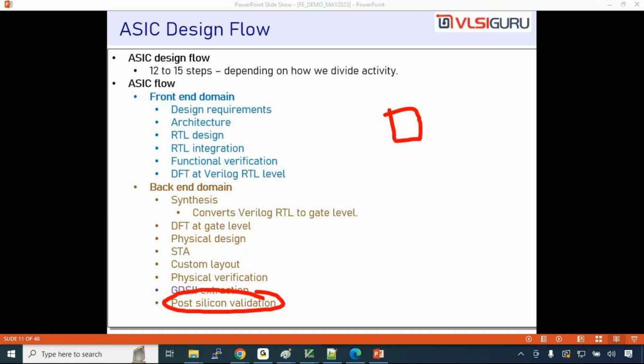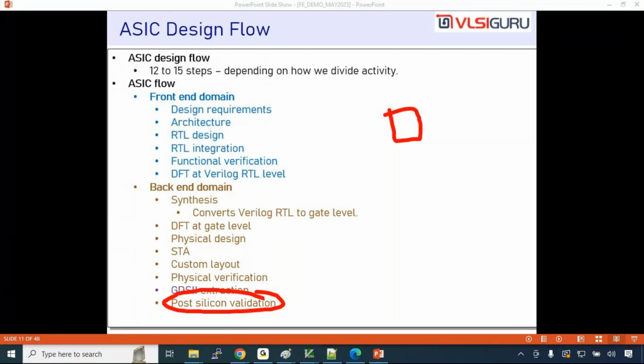Very simple term. Post means what? Afterwards. Silicon means what? Once the silicon has come out. Validation means what? Checking. That's why the term post silicon validation. Once the chip has been manufactured, you do the checking, basic checking.